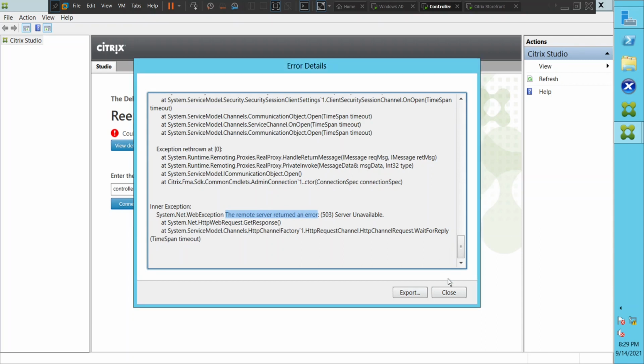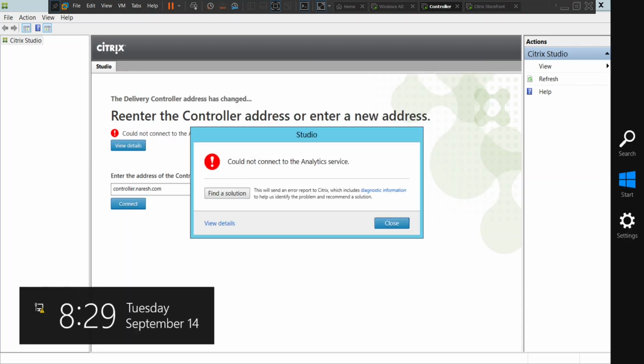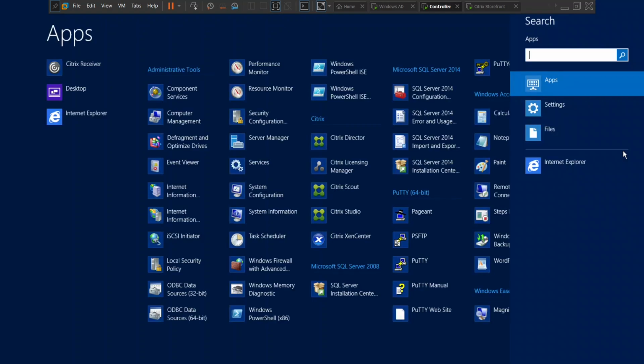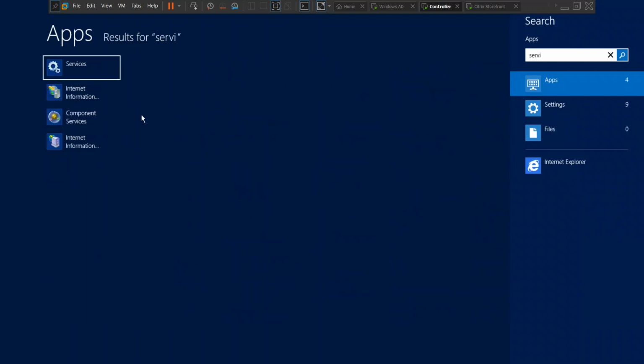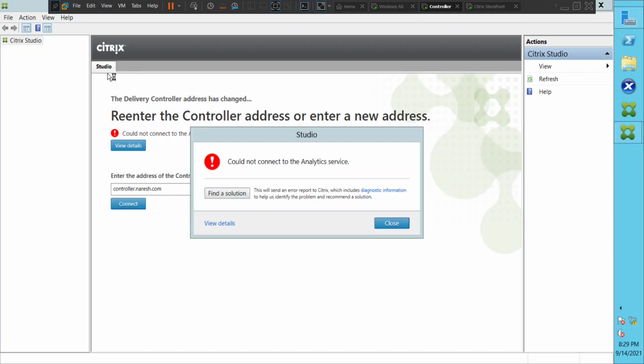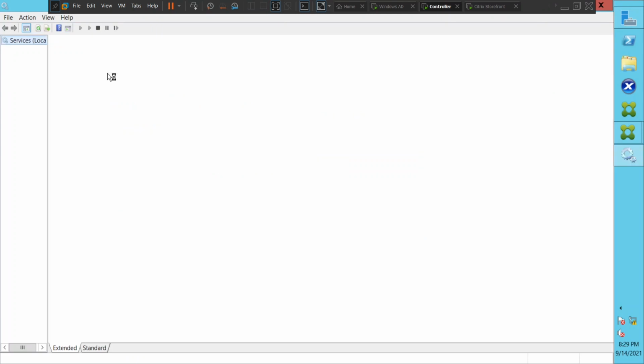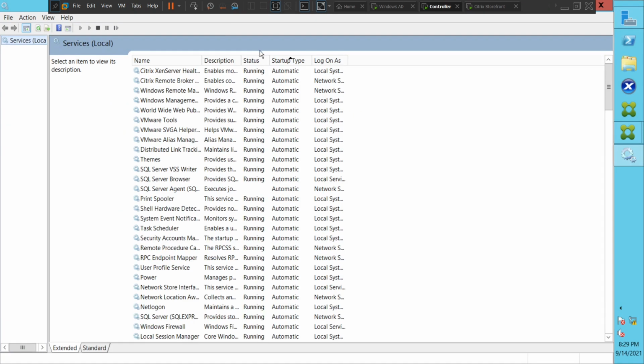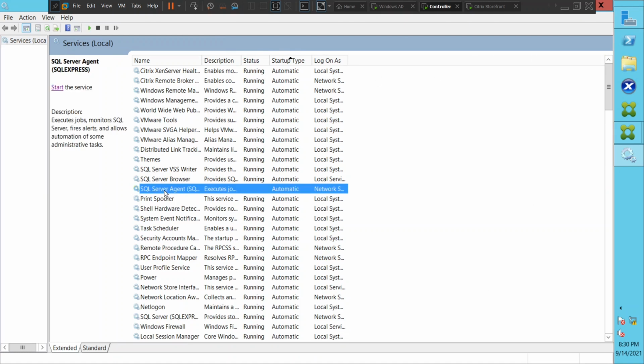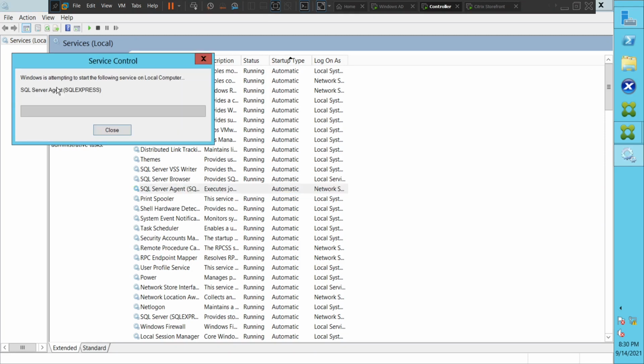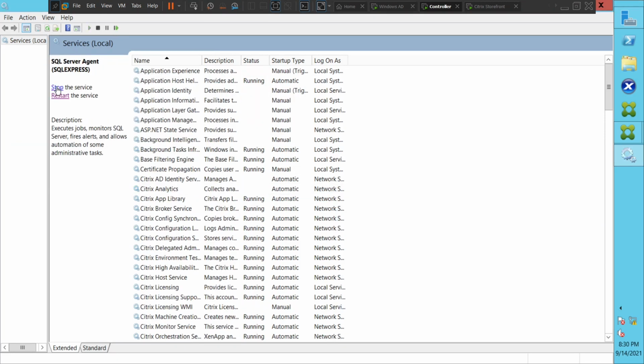Okay, let us launch services console. We have to check the status of the Citrix services here. Okay, seems good. What is a SQL Server agent? Let's try to start this. Okay, I think it is started now.